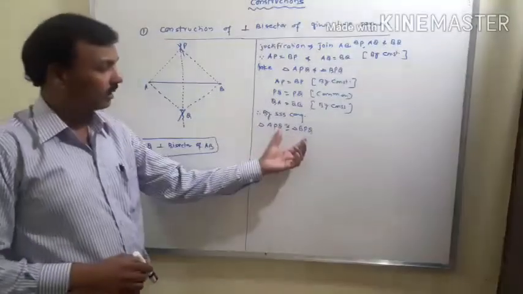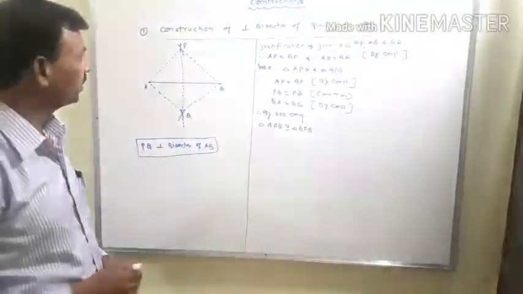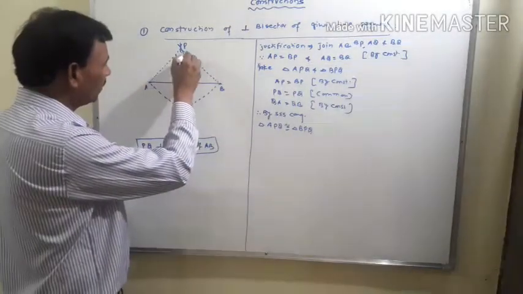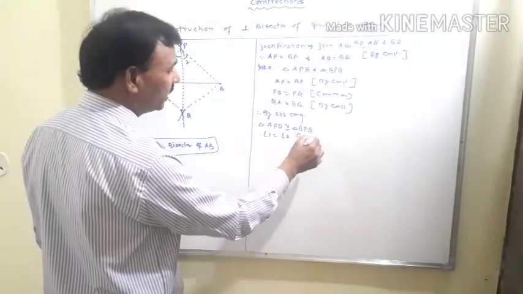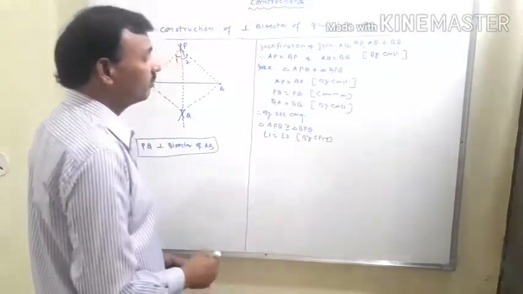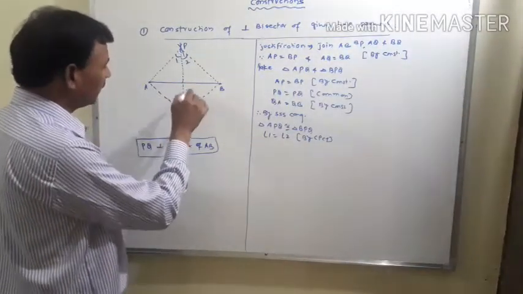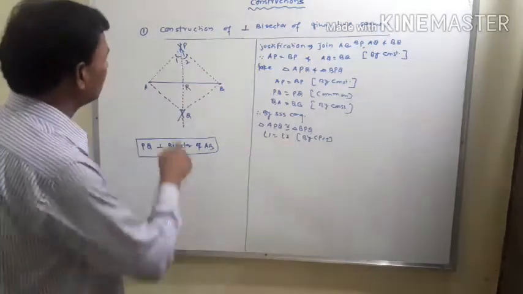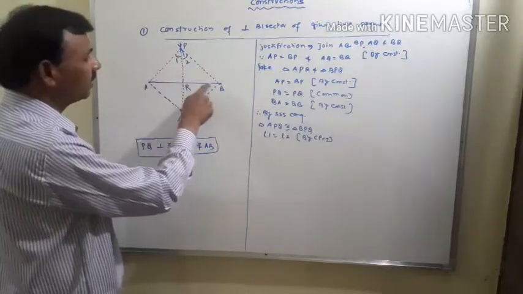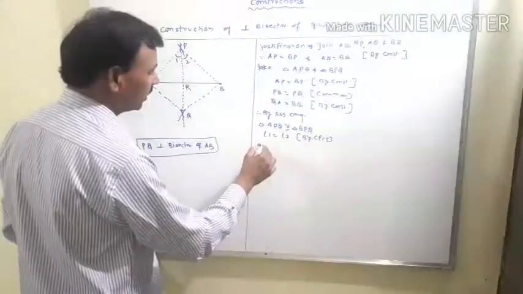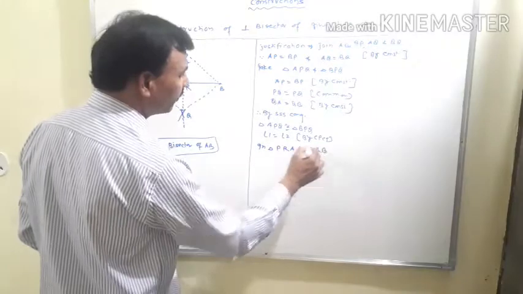If both triangles are congruent, then corresponding sides and corresponding angles will be equal by CPCT. So this angle 1 will be equal to this angle 2. Therefore, angle 1 equals angle 2 by CPCT. Again, suppose this point is represented by R. Then here you can see two triangles, PRA and PRB. Now take triangle PRA and triangle PRB.